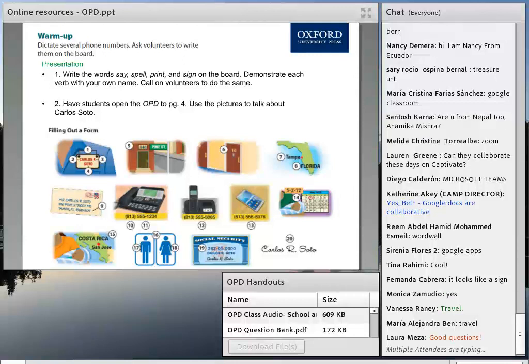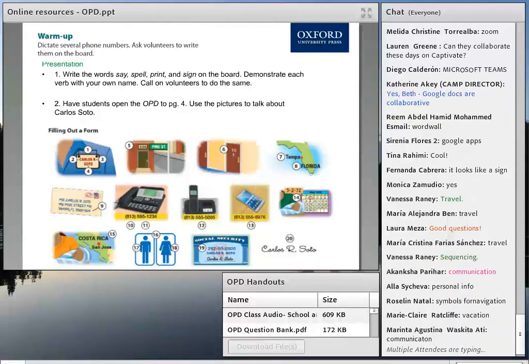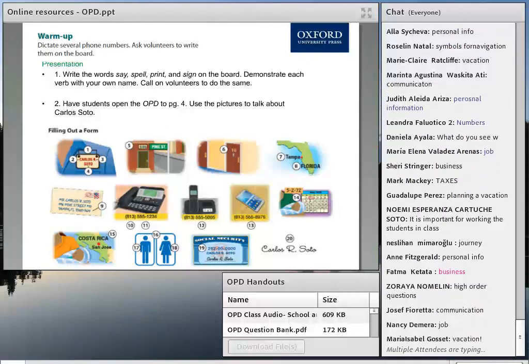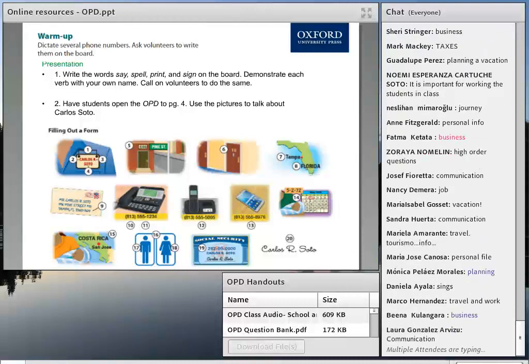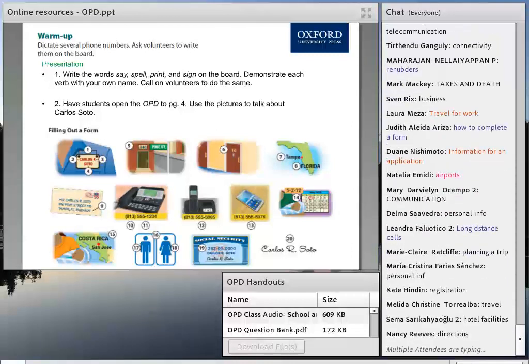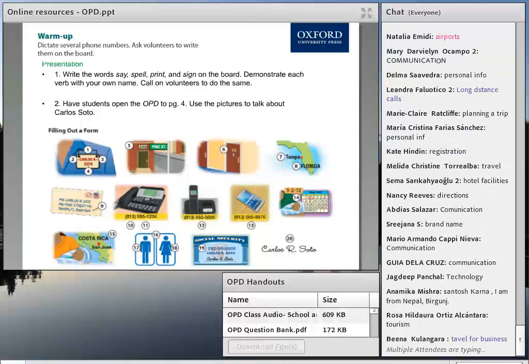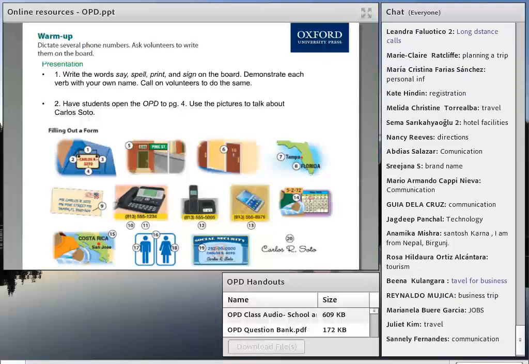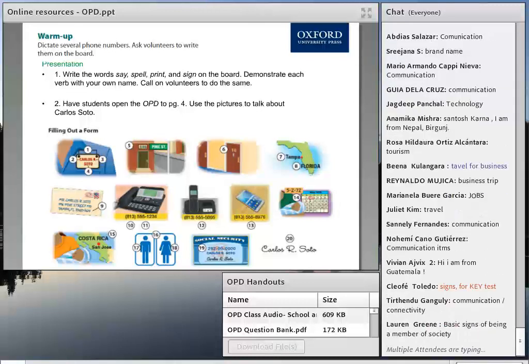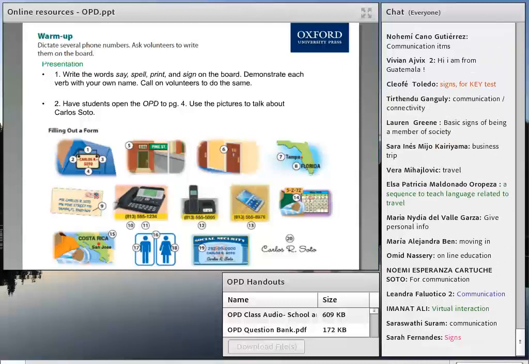Travel. Communication sequencing. Personal info. Higher order questions. All right, so I'm seeing a lot of travel. Communication. Actually, this is great because what you all have shared is different than what I thought. But that's the great thing about the OPD. Not to be cliche, but sometimes, especially in an ESL classroom, having pictures can really be worth maybe not 1,000 words because we're working on building that vocabulary for students. But you'll be amazed how many different interpretations students will have just by looking at the same picture.